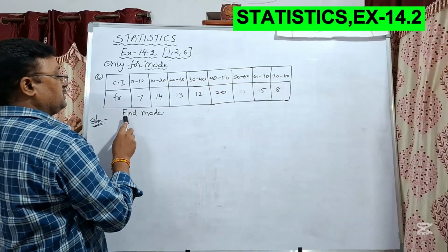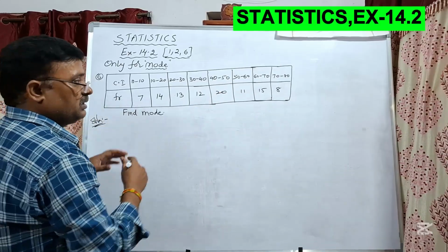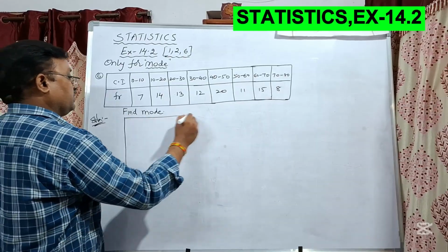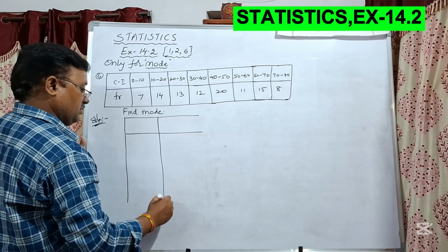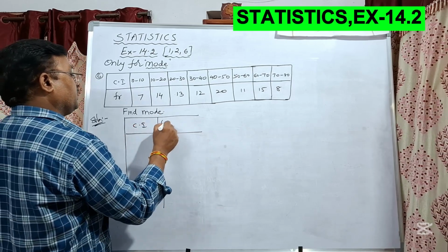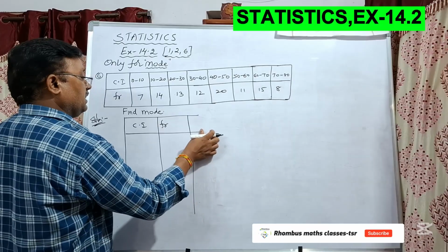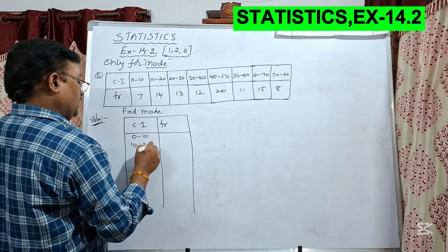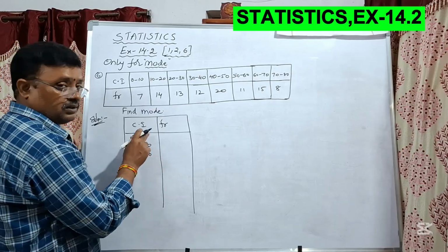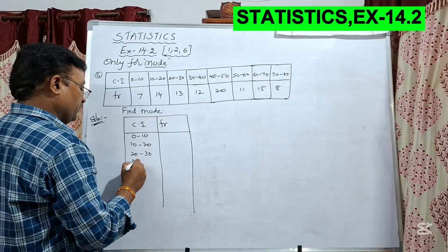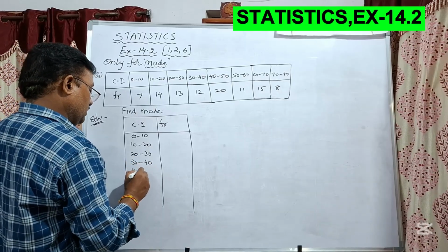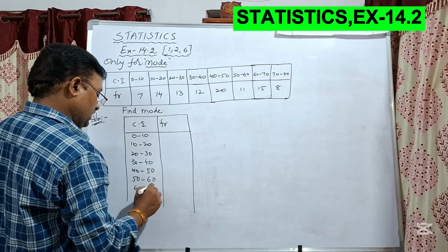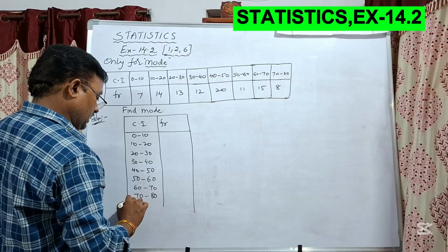They are giving the table like this. They are asking to find the mode. What do you have to do? Just these two columns have to be prepared without any confusion. Understood? Now the class intervals and frequencies are given neatly. Those are 0 to 10, 10 to 20, 20 to 30. We can observe that it is in continuous form. 30 to 40, 40 to 50, 50 to 60, 60 to 70, 70 to 80 is the last class interval.